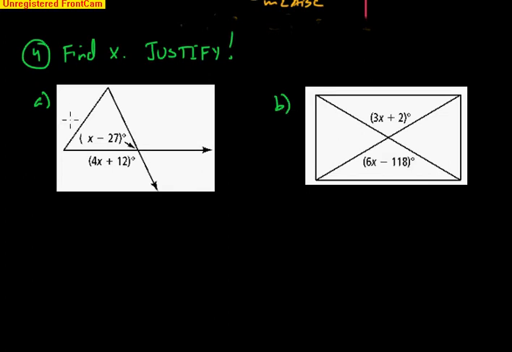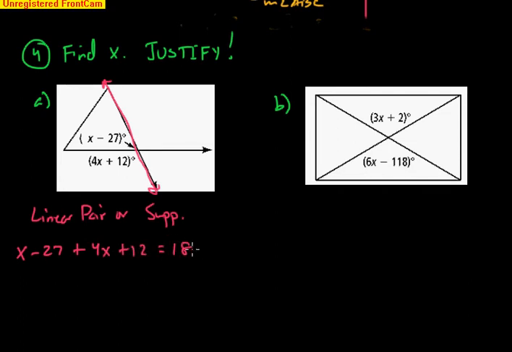Okay, so in this first problem here, A, I see these two angles right here, and it looks like they are adjacent, and they form this straight line. So you can tell me that they are a linear pair, or tell me that they're supplementary, because you know that a linear pair is supplementary. But that initial equation better say x minus 27 plus 4x plus 12 equals 180. Better say that. Okay? Better say that.